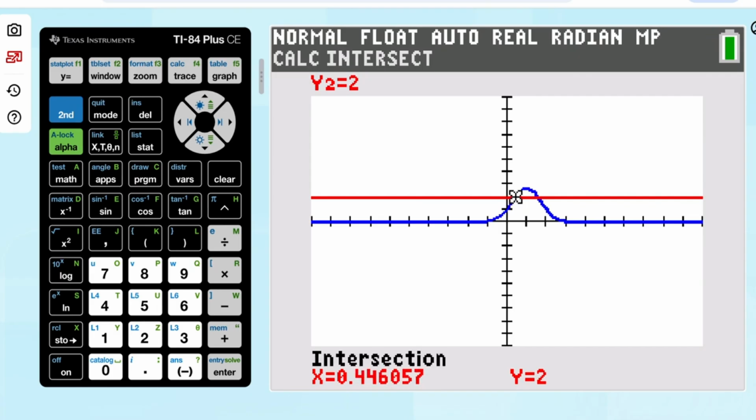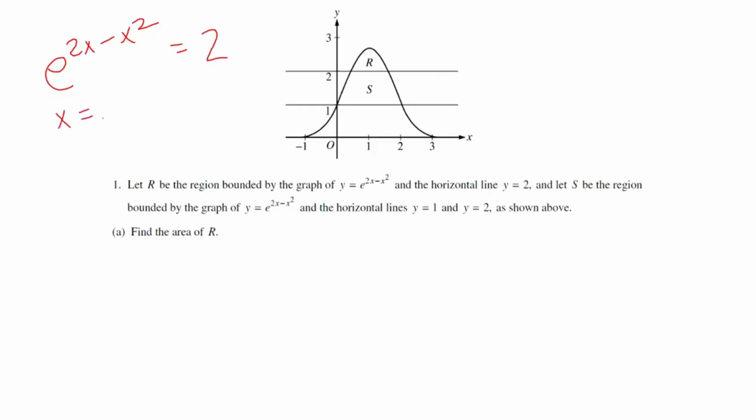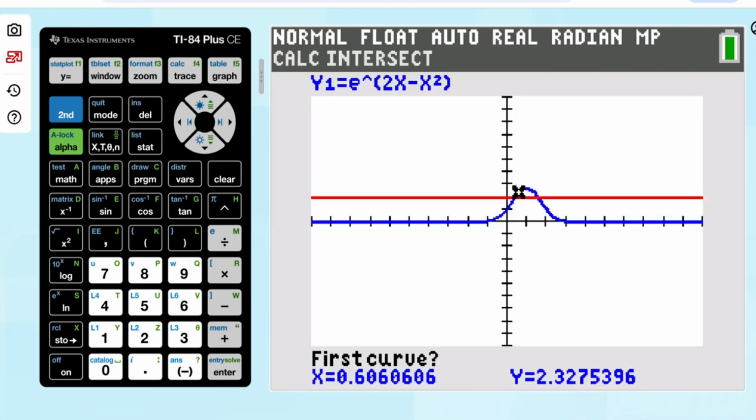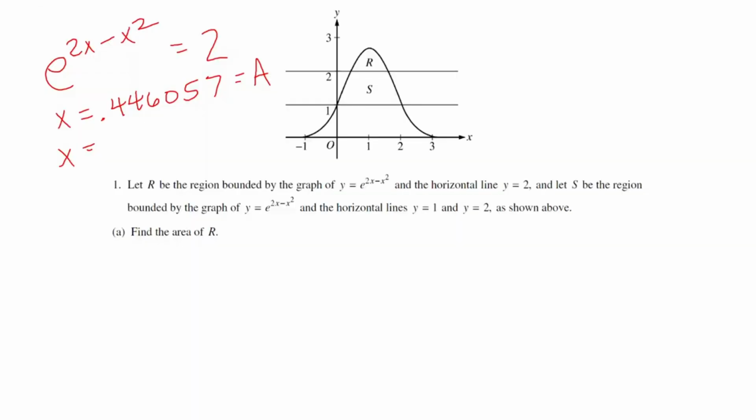And our first value is 0.446057. So we'll make a note of that: x equals 0.446057. And I'm just going to call this A so I don't have to keep rewriting it. To find the other one, we'll hit second trace, option 5 again, intersect. Go close to that second intersection point, hit enter. Go just past it, hit enter. Hit enter a third time, and you get 1.553943. And I'll call that B.